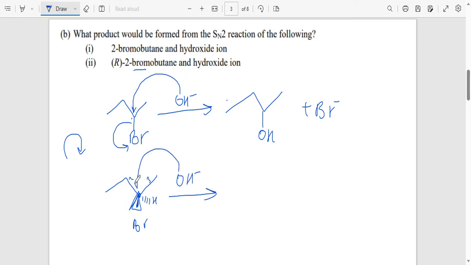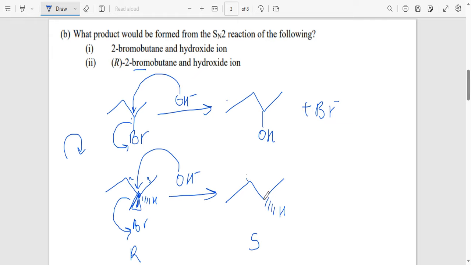This is also going to attack from the back. This bond is going to be broken. So there is reversal of configuration for the product. The hydrogen is still here. But if this was R, then the product should be S. This is (R)-2-bromobutane. The product is going to be S-butanol, (S)-2-butanol.